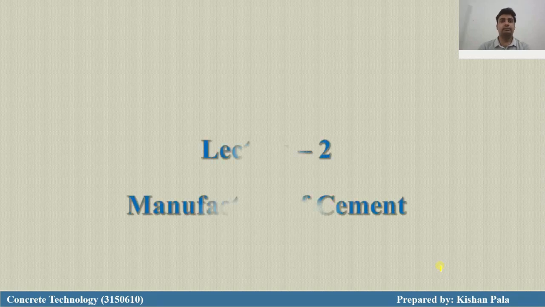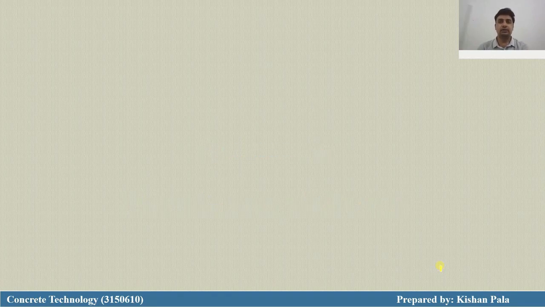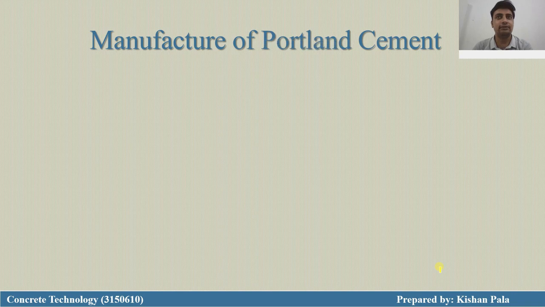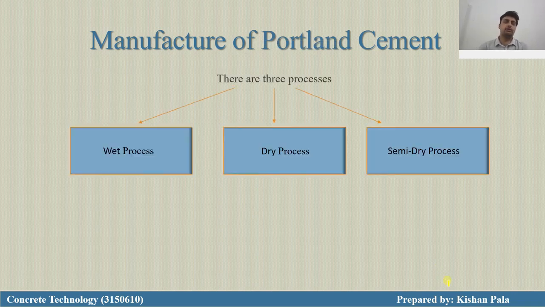We'll discuss the manufacture of cement. There are three types of manufacturing process. The first one is the wet process, the second one is the dry process, and the third one is the semi-dry process.